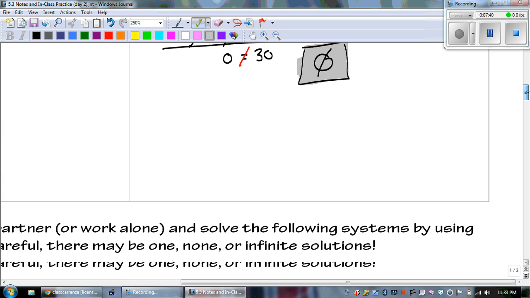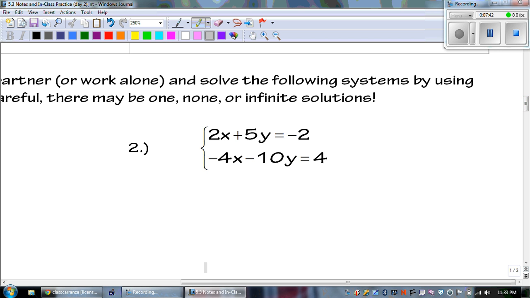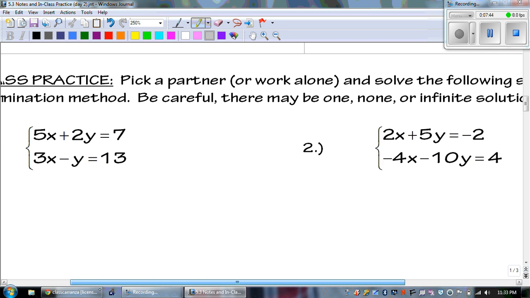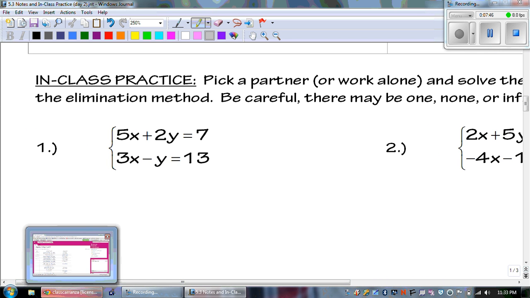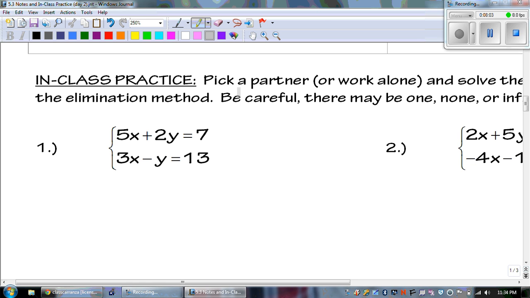Okay, let's go ahead and get started. Now, we're calling this the in-class practice. You can work alone or solve this by using elimination. Be careful because it can be one, none, or infinite solutions. So we've mixed everything that we've gone over the past 2 days. Okay? So I guess I'm going to be your partner.